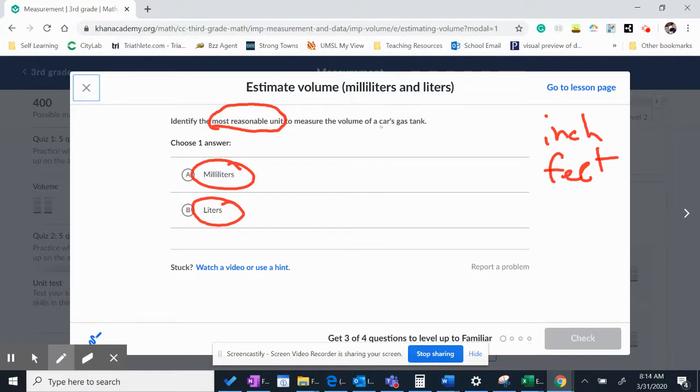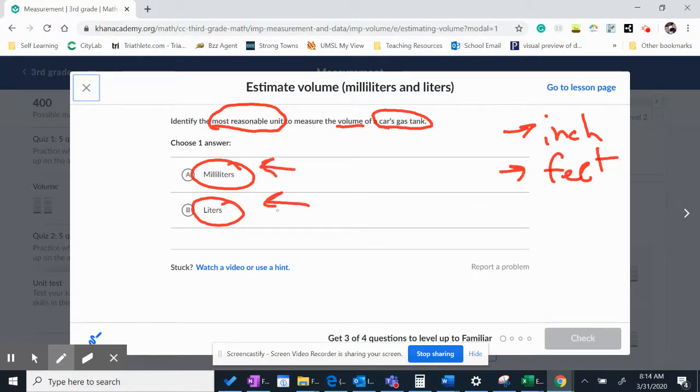Now, for a car's gas tank, we wouldn't measure with inches or feet. That wouldn't tell us how much liquid is inside, the volume of the car's gas tank. It would not make sense. So what we have to think is what measurement would be reasonable? Which unit of measurement would make sense? We have our options of milliliter and liter.